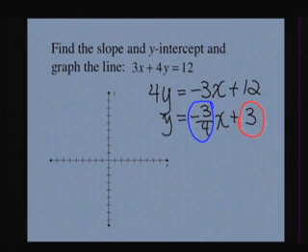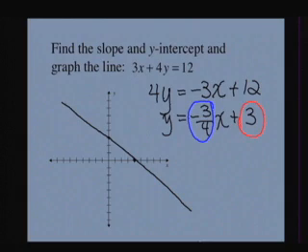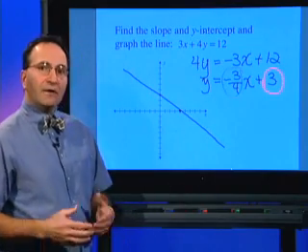So to graph this, we would go to the point (0, 3), and then use our slope, which says to go down 3 and over 4, which would bring us to this point, and then we draw our line through those 2 points. All right, that was great.